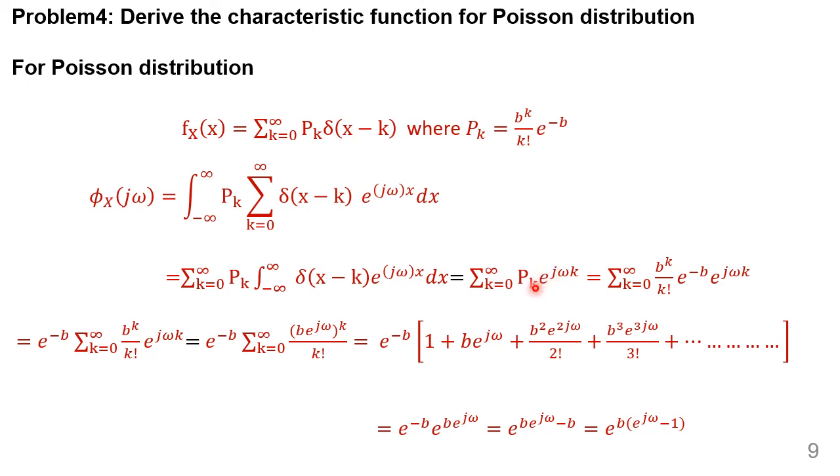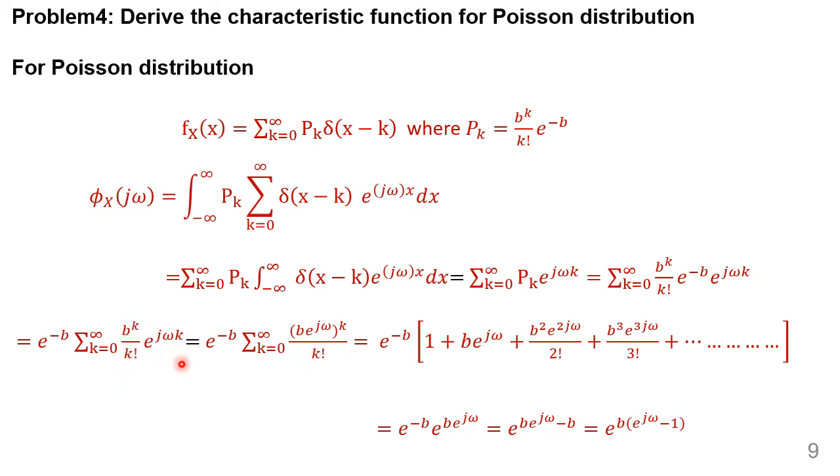Let us substitute the value of pk, that is given by b to the power k divided by k factorial, e to the power minus b, times e to the power j omega k. Here e to the power minus b is a constant term that can be taken out, and we can write this as the summation, k varying from 0 to infinity, b to the power k divided by k factorial, e to the power j omega k. Let us expand this.